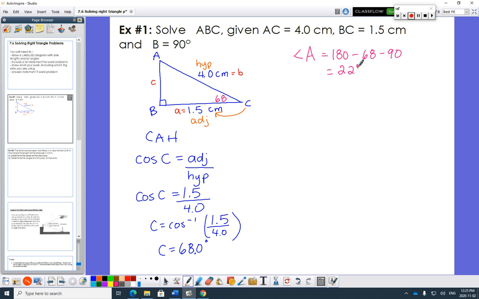You could have also done sine, because 1.5 is opposite to angle A or 22, so you could have done that too. So there is a variety of ways to get these answers, okay?